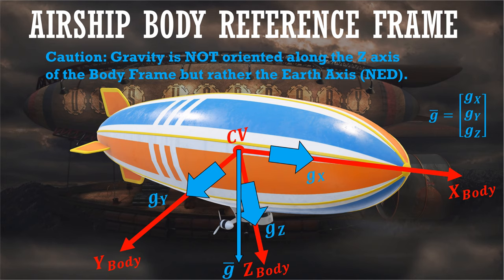Now, the z-axis of the body frame lines up with the z-axis of the Earth frame if your airship is at a zero pitch angle, right? It hasn't pitched up or hasn't pitched down, it's level. However, the second that you pitch the aircraft up or down and it's no longer level, the Z-axis of the body is no longer along that Z-axis of the Earth, and the gravity stays with the Z-axis of the Earth, not the Z-axis of the body. This means that you can break this gravity vector up into components along the X and along the Y and along the Z.